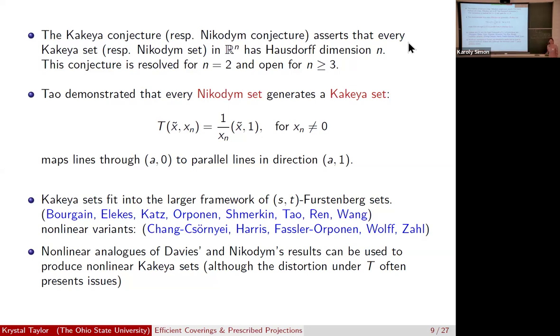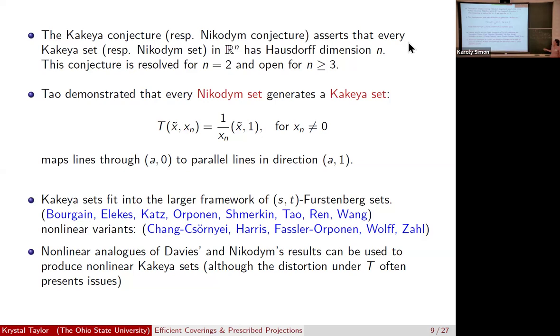Given one of these sets, the basic question is how large is the resulting object? Okay, and there are lots of names here of people who have contributed to the study of these objects, as well as the investigation of nonlinear variants of these sets, where lines are replaced by curves. Okay. Nonlinear analogs of Davies and Nikodym's results: if you look under the hood of the constructions of these things, you can use the technology there to produce Kikaya sets.